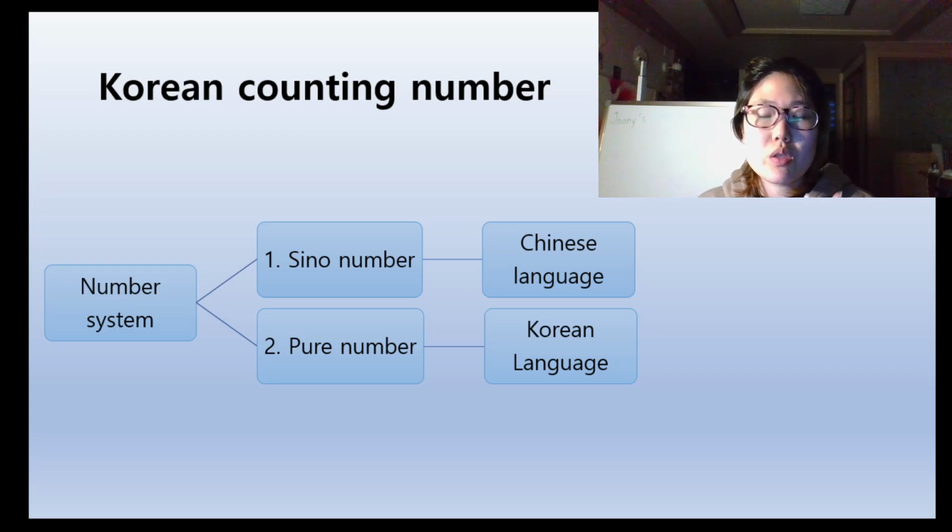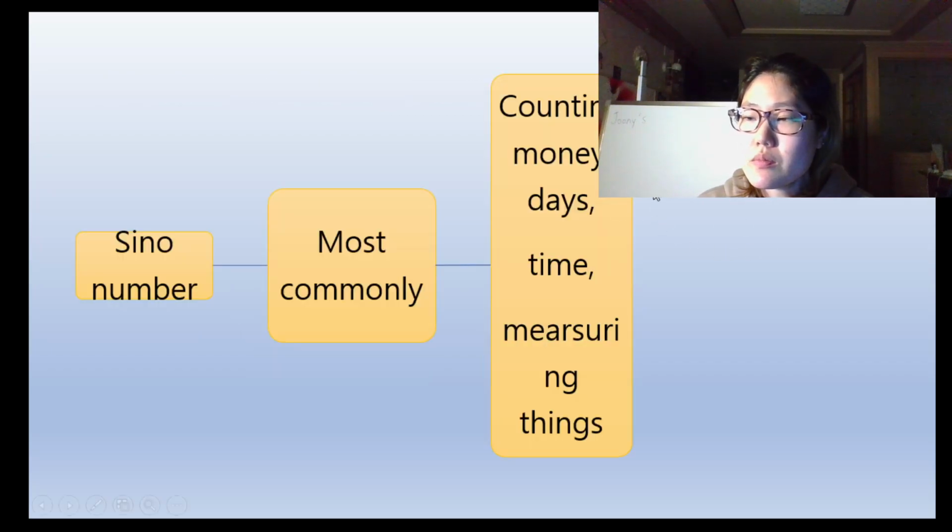So Sino numbers are from Chinese, a little. Okay, let's explain about that. We use Sino numbers most commonly when using the Korean language, for example counting money, days, time, or measuring things, like centimeters, liters, or milliliters. And also phone numbers, like this.